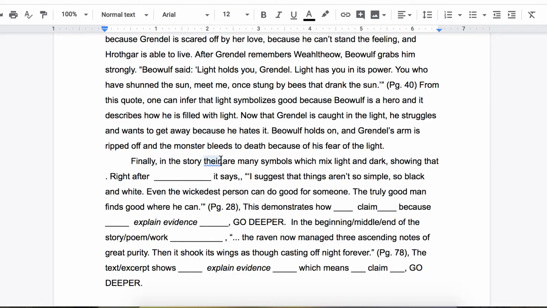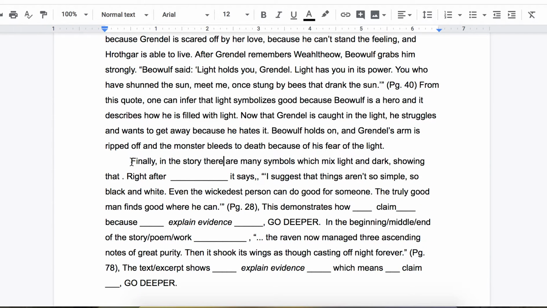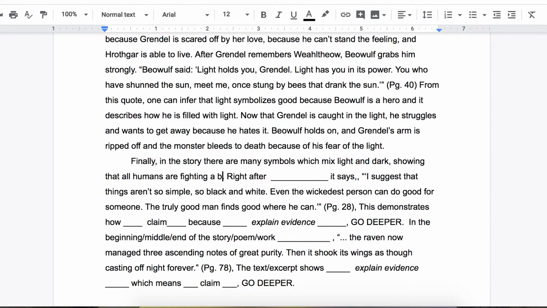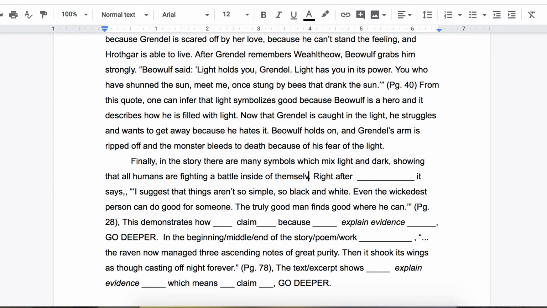You could, if you wanted to, just have this be your topic sentence. Finally, in the story, there are many symbols which mix light and dark. But I'm going to go ahead and explain a little bit about that as well. Finally, in the story, there are many symbols which mix light and dark, showing that all humans are fighting a battle inside of themselves. Okay? All right, right after, so I suggest that things aren't so simple.